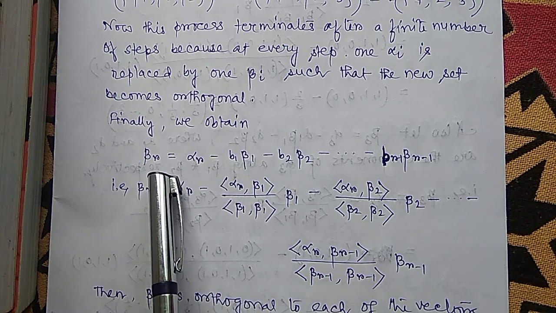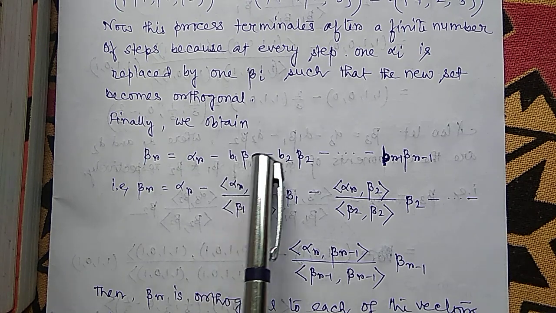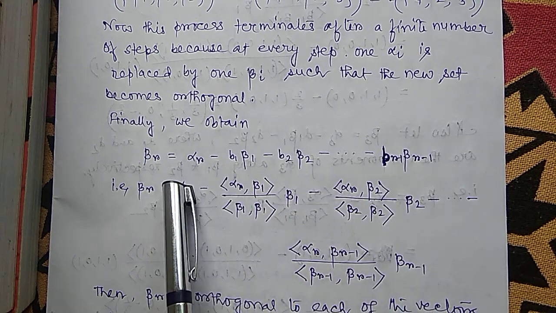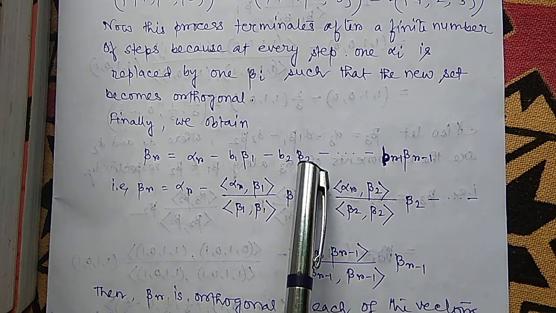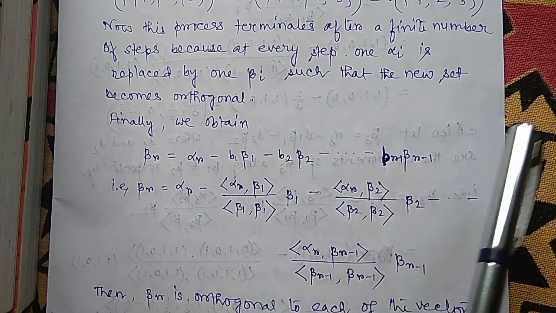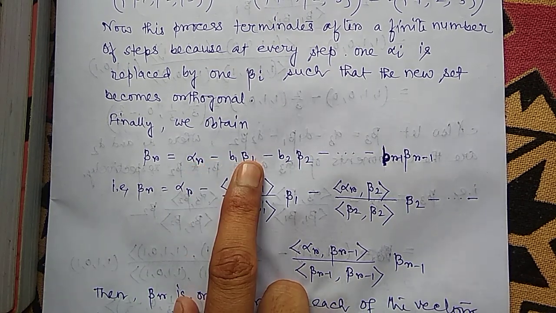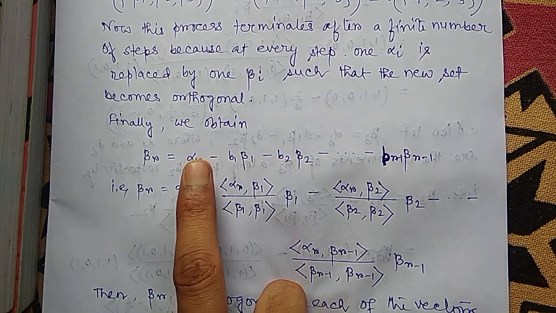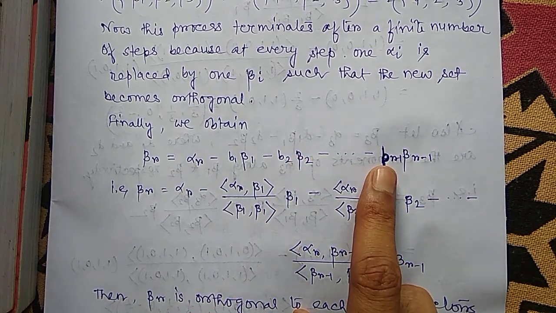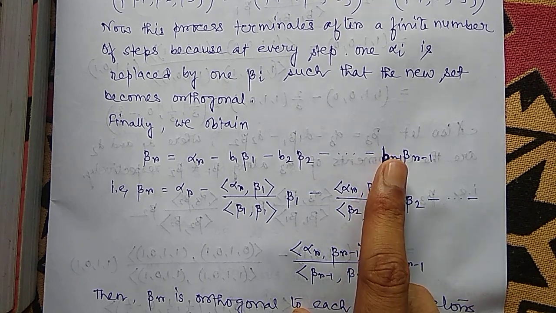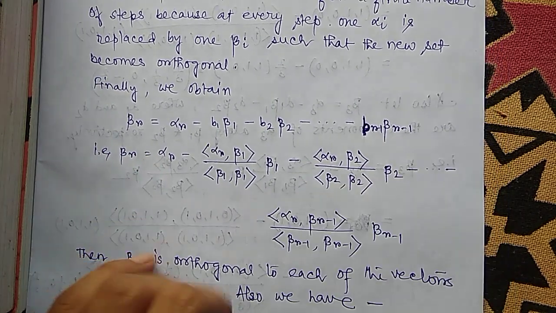beta r is equal to alpha r, and with the help of previously made beta 1, beta 2, up to beta r minus 1, as beta r equal to alpha r minus b1 beta 1 minus b2 into beta 2 minus, and so on, br minus 1 beta r minus 1, where b1 is the scalar component of alpha r along beta 1, b2 is the scalar component of alpha r along beta 2, and in the same way br minus 1 is the scalar component of alpha r along beta r minus 1. Here it is.